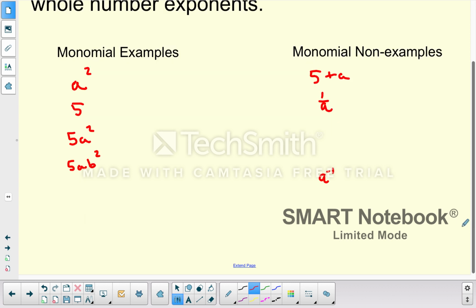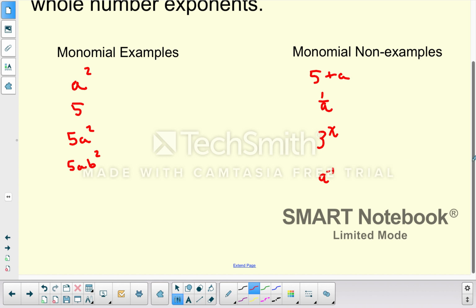And finally, one more to add to the list here. I'm just going to park it right in between 1 over a and a to the negative 1: 3 to the x. You just can't have a variable be the exponent for it to be a monomial. So these are all non-examples. They wouldn't be monomials. So we'll move along.